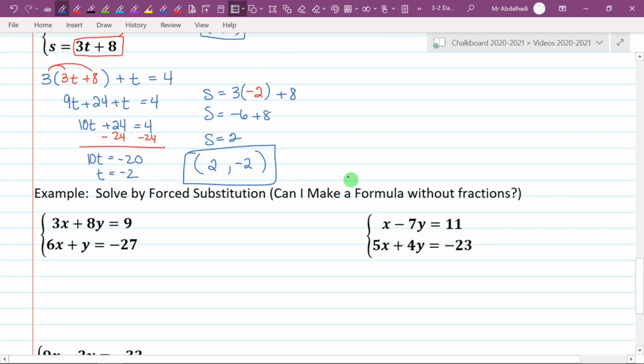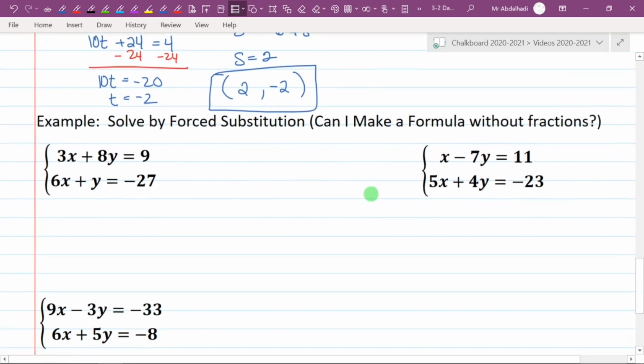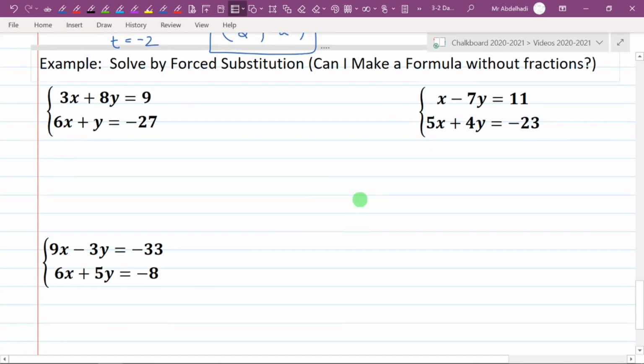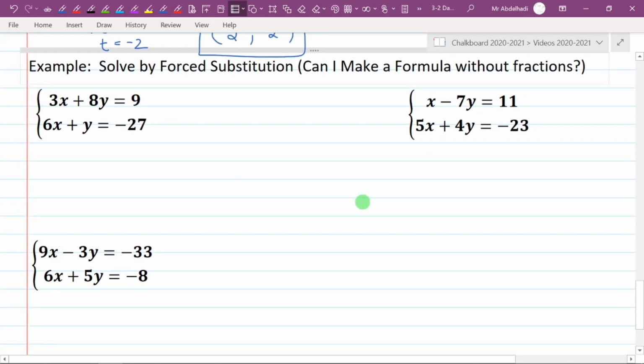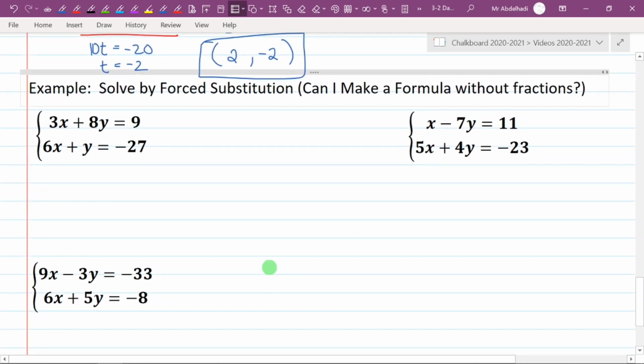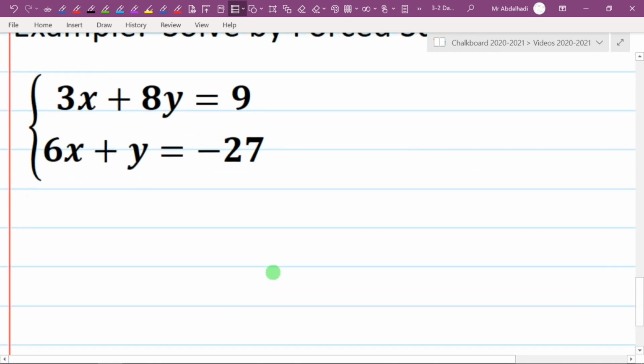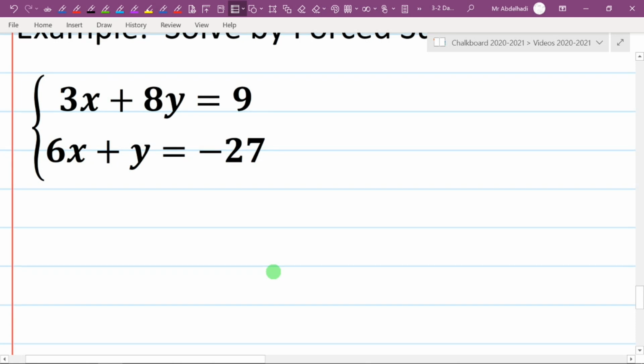So what do we do when we don't have a formula? Well, we can do substitution by sort of force under certain conditions. Okay? So take a look here. Is this a formula? No. Is this a formula? No. Neither one of these are a formula. However, you could, with a little bit of work, make a formula out of one of these pretty easily.